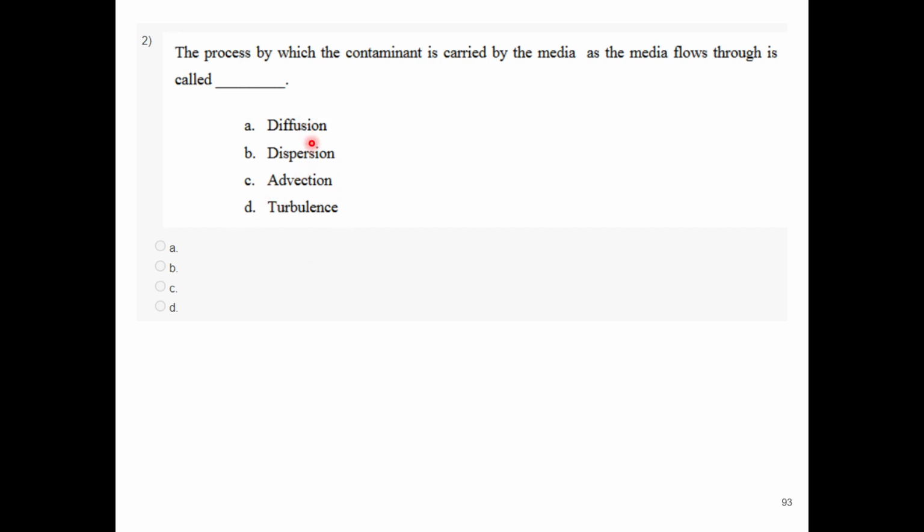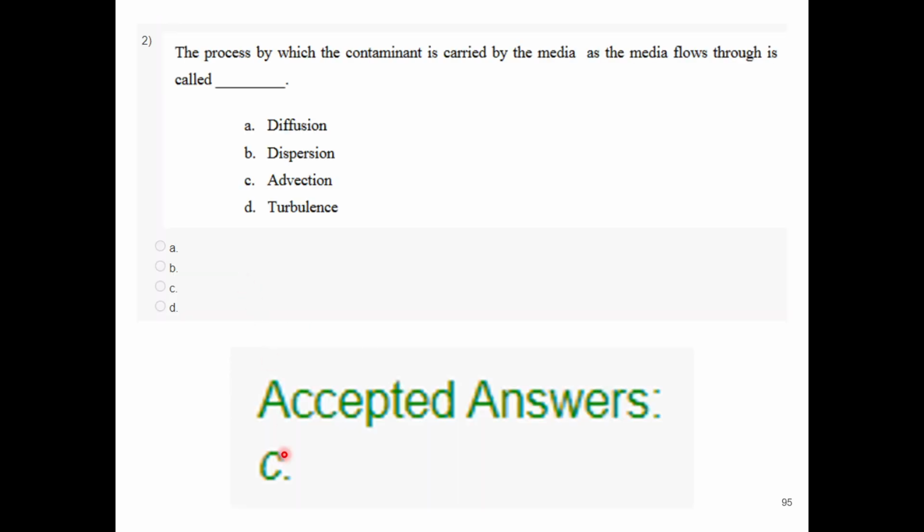So dispersion and diffusion are basically related to flow driven by a concentration gradient, from higher concentration to low concentration, but that is not the case with advection. So any contaminant, if it is carried by the media flow, it is basically advection. So C is the correct option. C, advection, is the correct option.